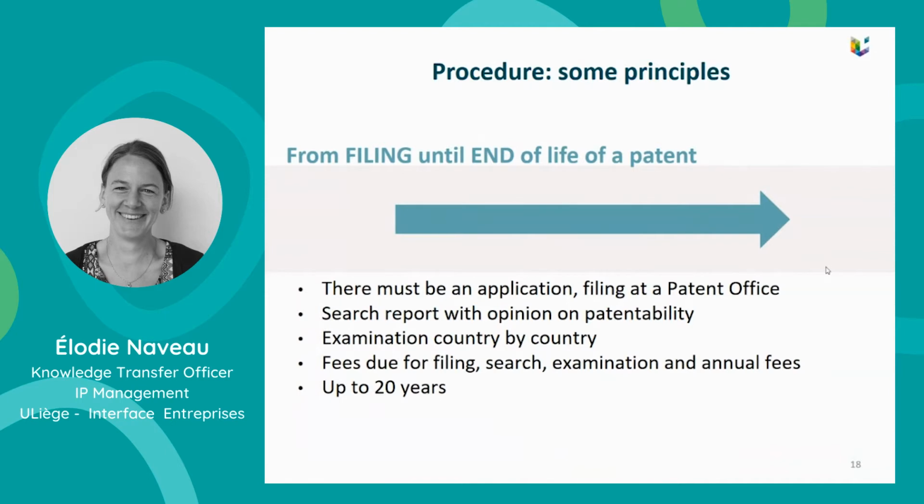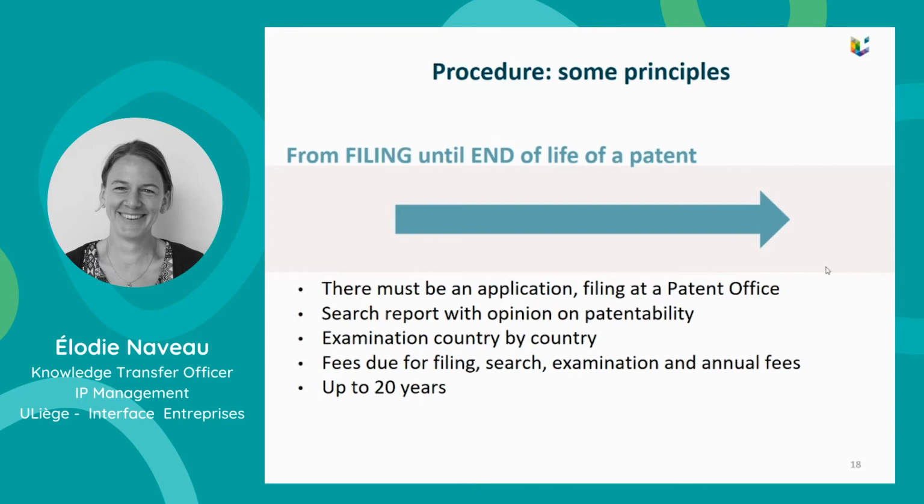So you said it is a long or complicated procedure. To obtain a patent, there must be an application, and you need to file at a patent office. When you file, you can file anything. If you have the money to pay for the fees of a patent, you can just file anything, and it will be published after 18 months. That's something that is really annoying for some researchers.